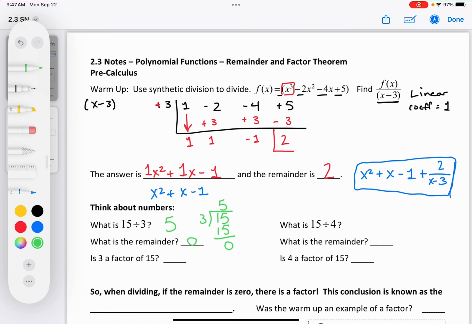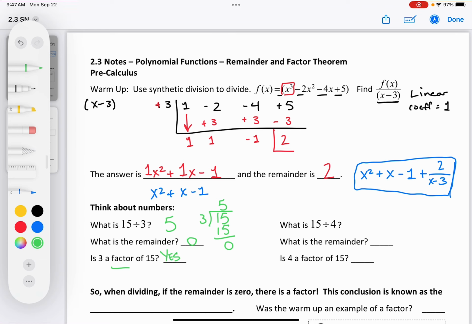And so we would ask, is 3 a factor of 15? You've got to know the definition of a factor. You multiply a factor by another factor, you get a product. Is 3 a factor of 15? Yes, it absolutely is.